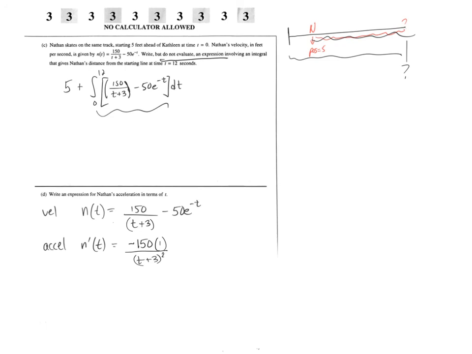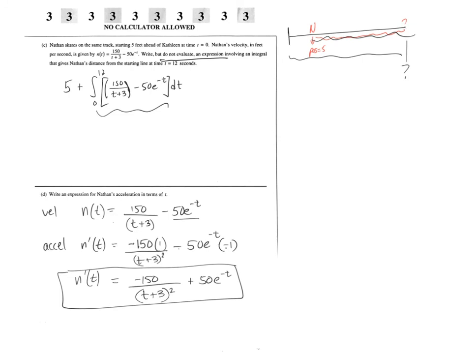Now we have the derivative of negative 50e to the negative t. So I'm going to write negative. The derivative of 50e to the negative t is 50e to the negative t multiplied by the derivative of this exponent with respect to t. And the derivative of that, of course, is negative 1. So this gets multiplied by negative 1. So cleaning this up, n prime of t is negative 150 over t plus 3 squared plus 50e to the negative t, because a negative times a negative is a positive. We can put a box around that, and there is his acceleration.